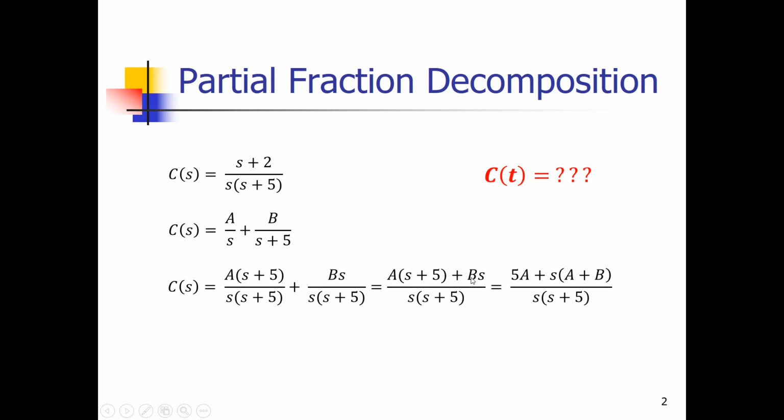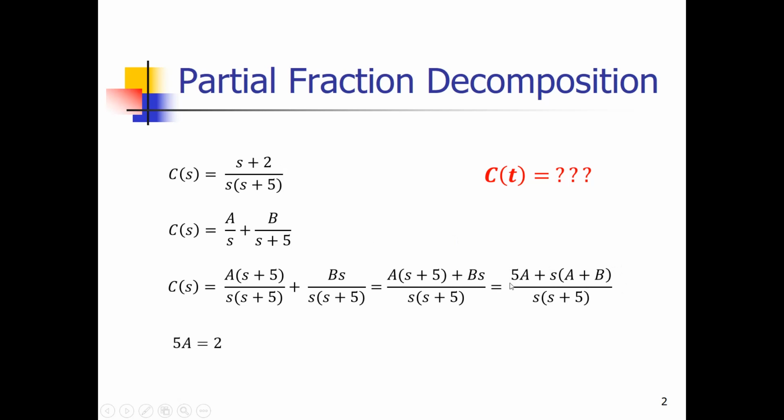So we could write that in another way. We could say 5 times a, which is the constant value of this numerator, and we have a times s plus b times s, which equals a plus b times s. So we have a new fraction with the same denominator as over here, and when these two fractions should be equal to each other, then also the numerators of both parts should be the same.